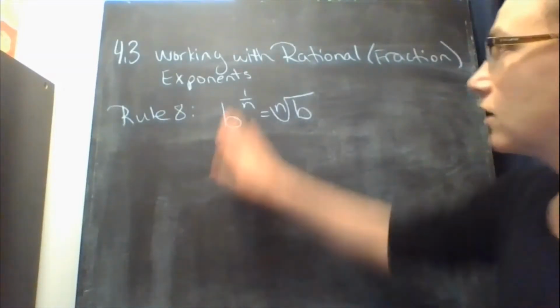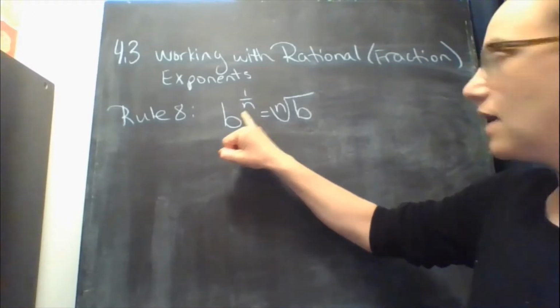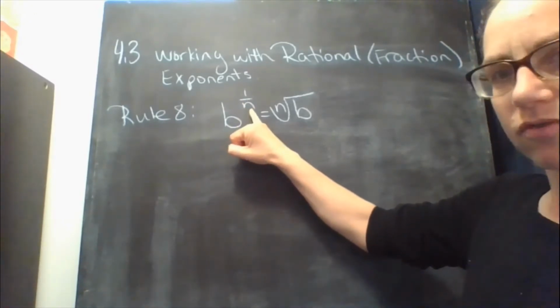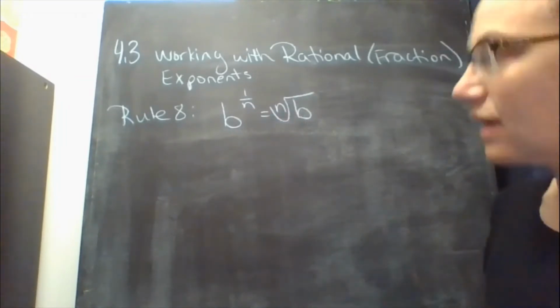Okay, today we're going to look at rational exponents. So what happens if my exponent is a fraction? And what we're going to discover is that that fraction is really code for roots. So what do I even mean by that?